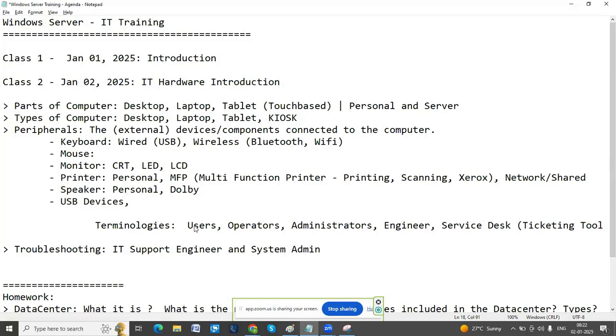Ticketing? Yesterday I shared one PDF file. Did you go through that? Yeah.